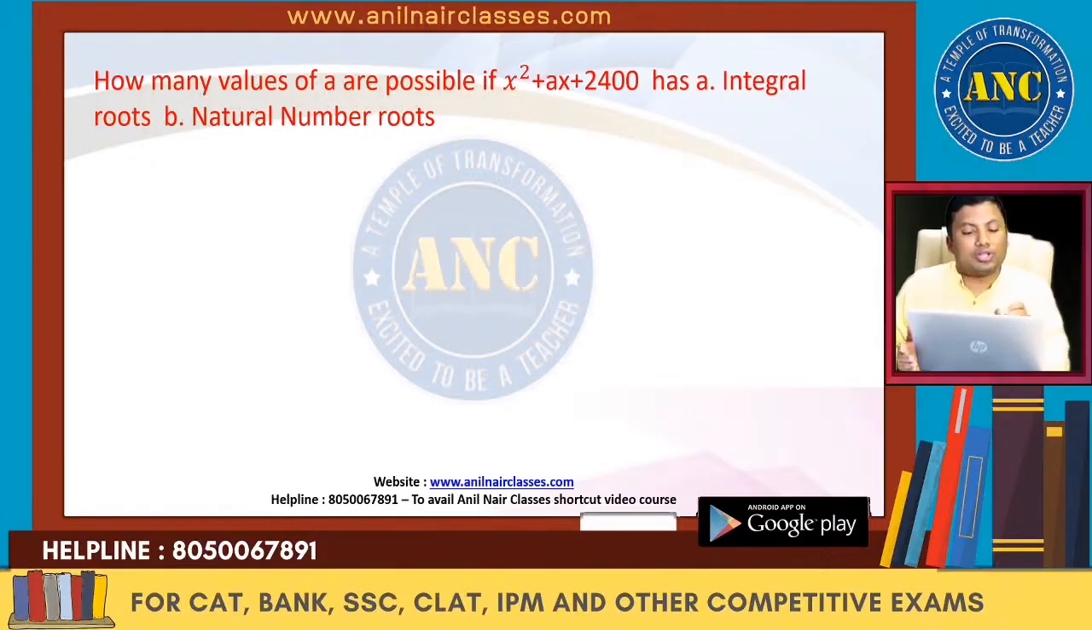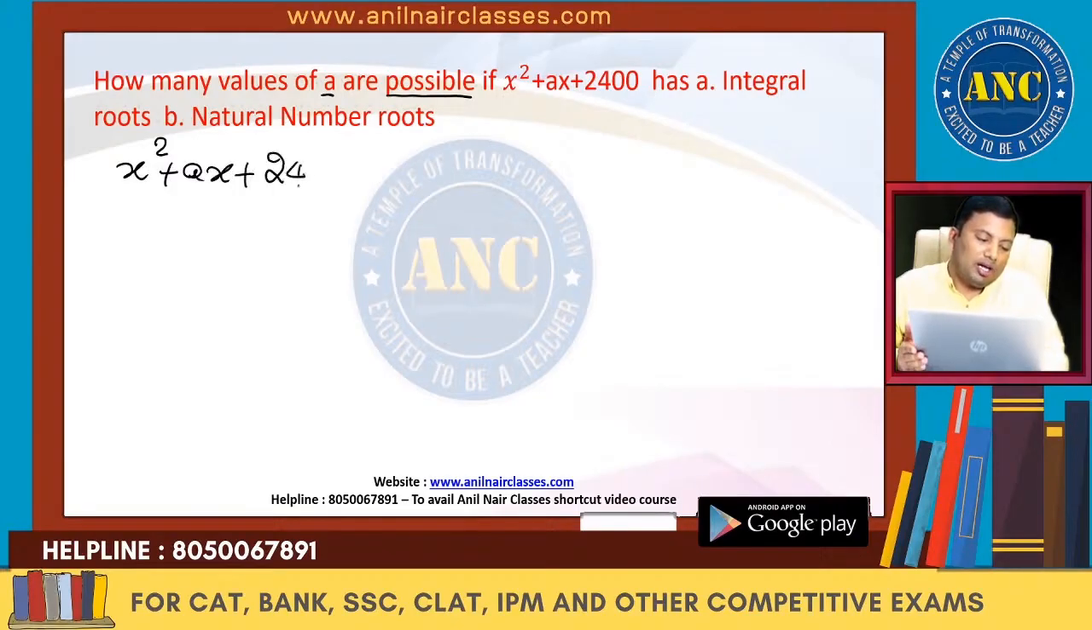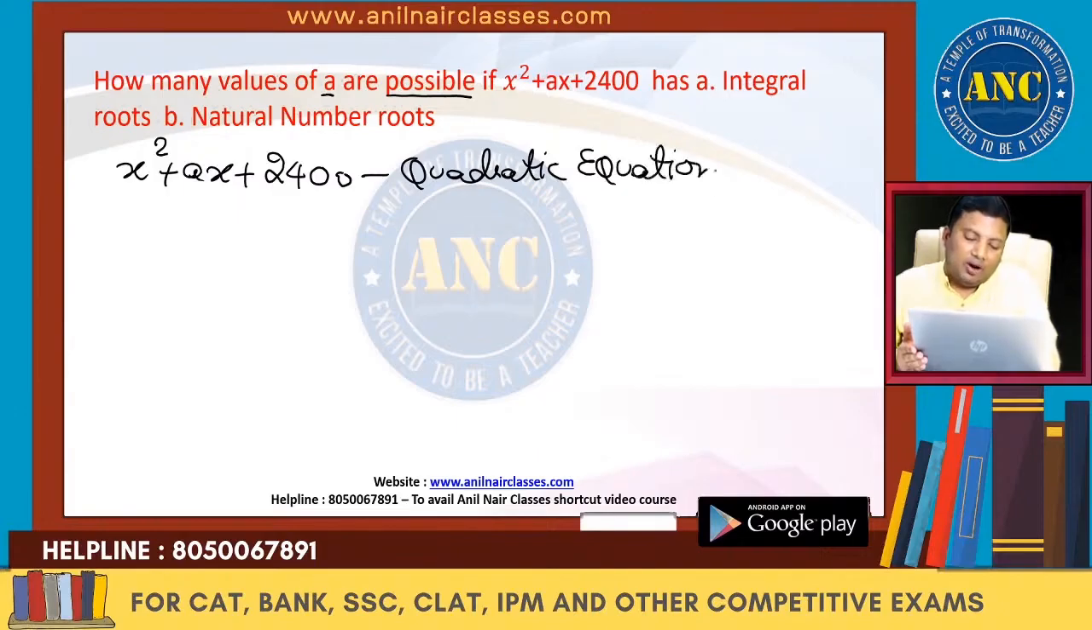How many values of a are possible if x square plus ax plus 2400? This is nothing but a quadratic equation. If I equate it with 0, this is a quadratic equation. This has got some roots.